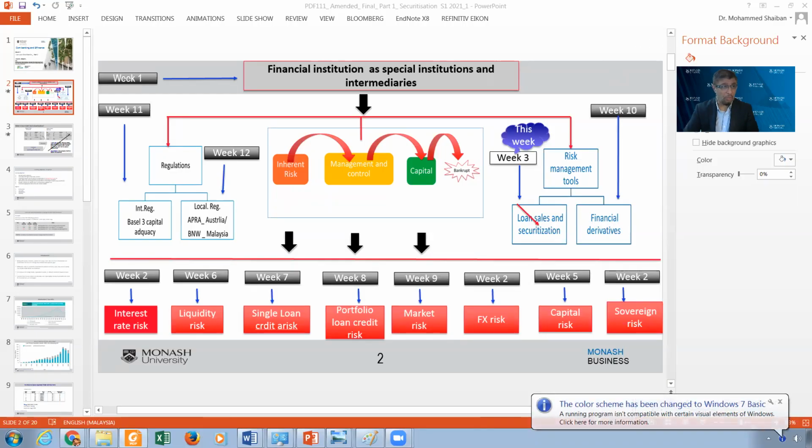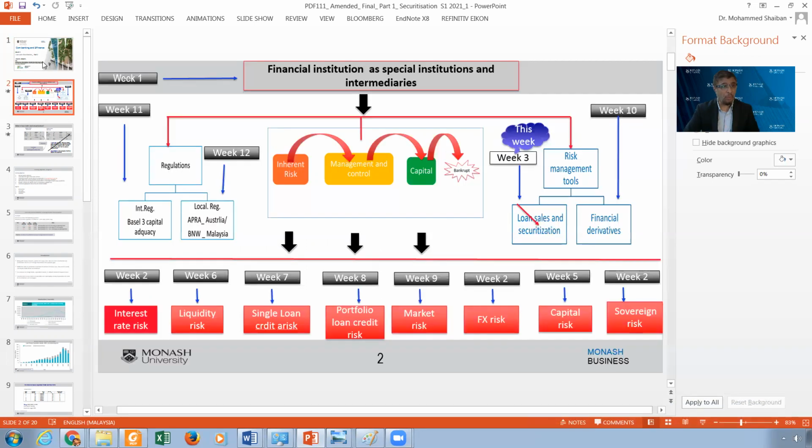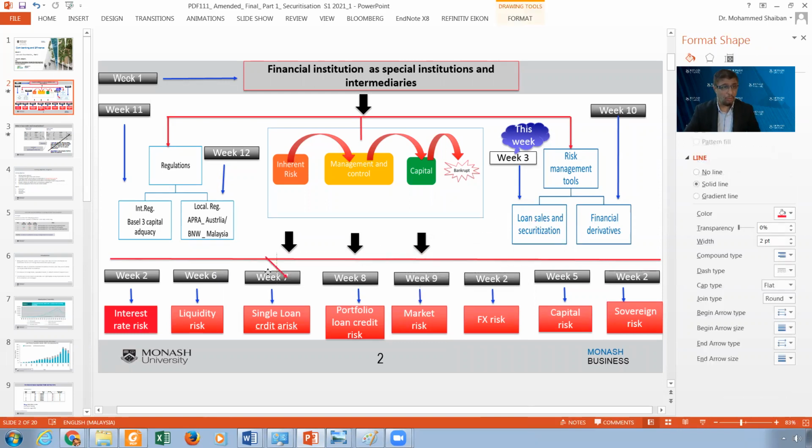So this is what we are talking about: loan sales and securitization, part one. This is our map, and you remember we talked in week 2 about interest rate risk. So I chose to bring loan sales and securitization as one of the tools of risk management, to manage interest rate risk.